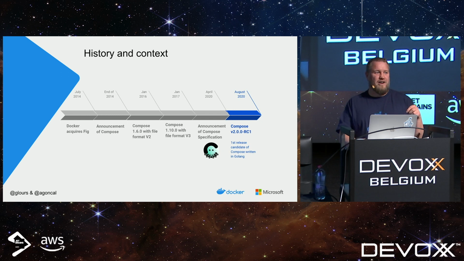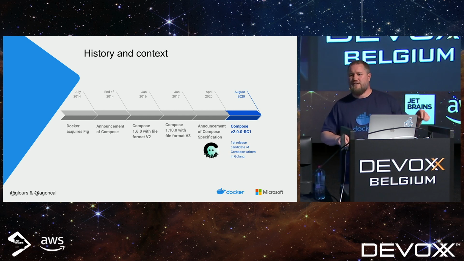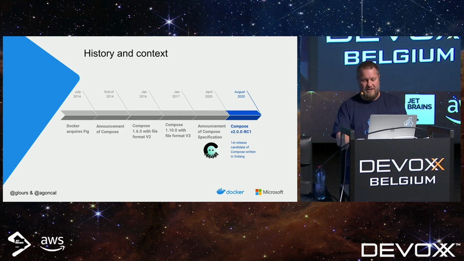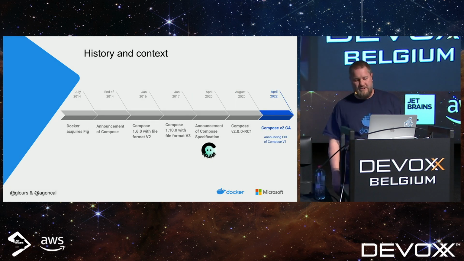So when people are starting to open issues in Compose, when we ask them what is your version of Compose, they say, I'm using Compose version 3.7. There is no version 3.7. There is only Compose v1, Compose v2, and there are different file formats. So that's why you really want to get out from using this file format, okay?